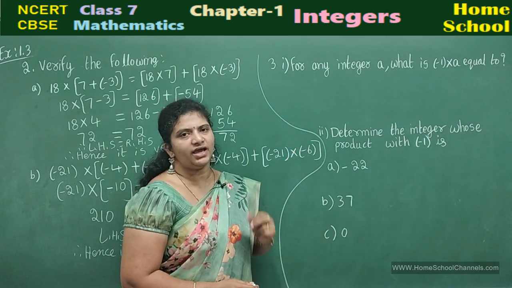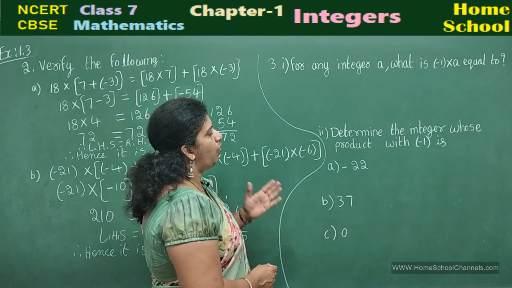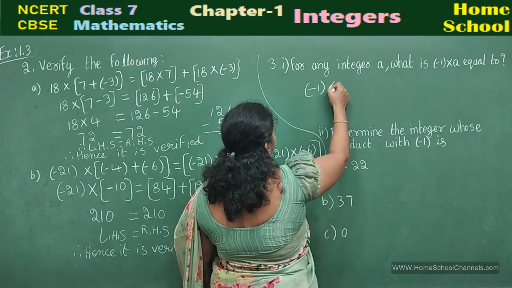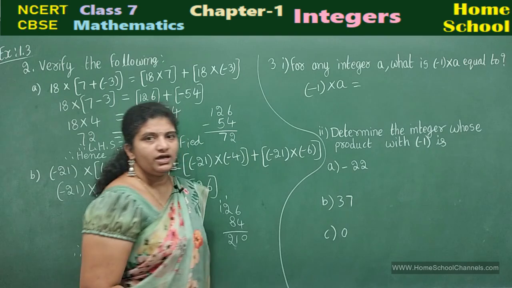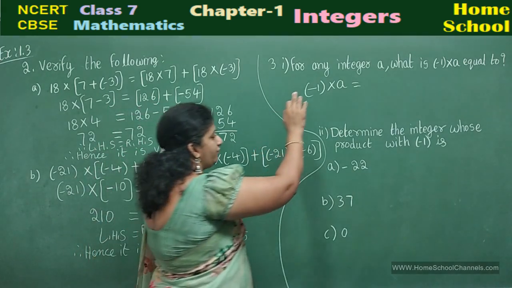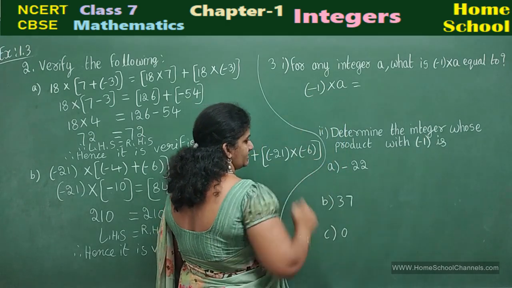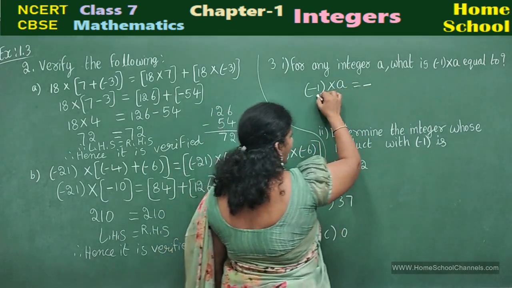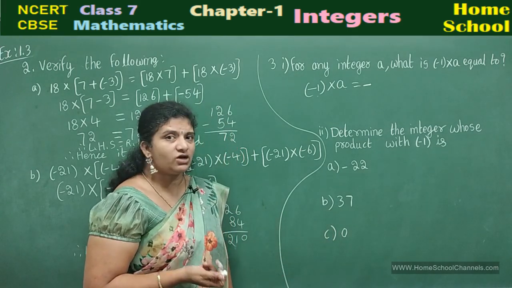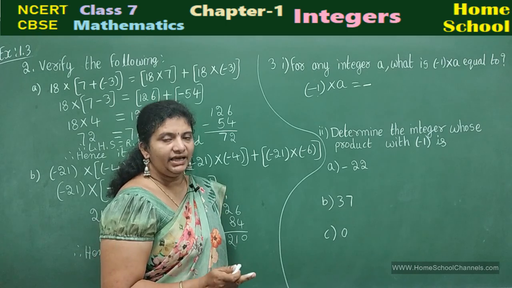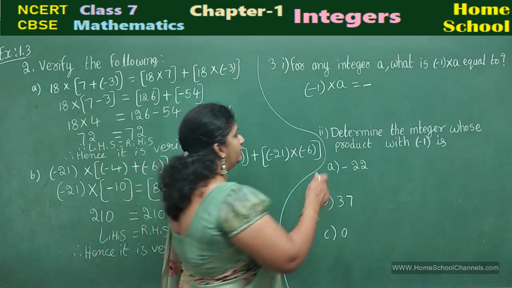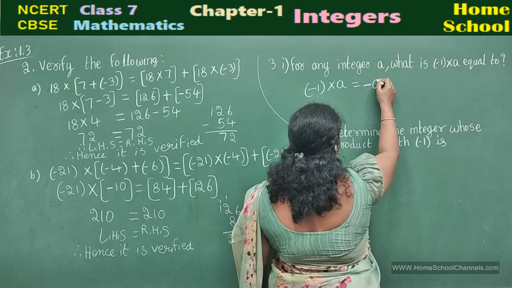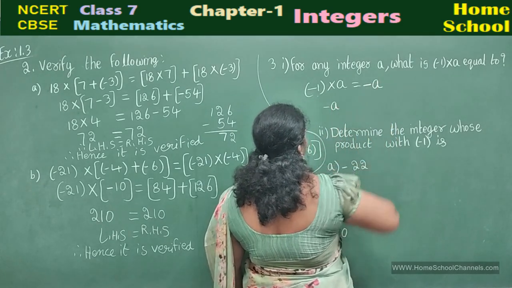For any integer A, may be any integer, what is minus 1 into A equal to? What is minus 1 into A is equal to is your question. A is any integer. For any integer, if you multiply minus 1, what happens? Minus into plus will be minus 1 into A. If you multiply any number by 1, it is called the multiplicative identity. If you multiply by 1, you get the same number, right? Here you have minus, minus into plus will be minus, 1 into A will be A. Therefore, minus A is the answer.